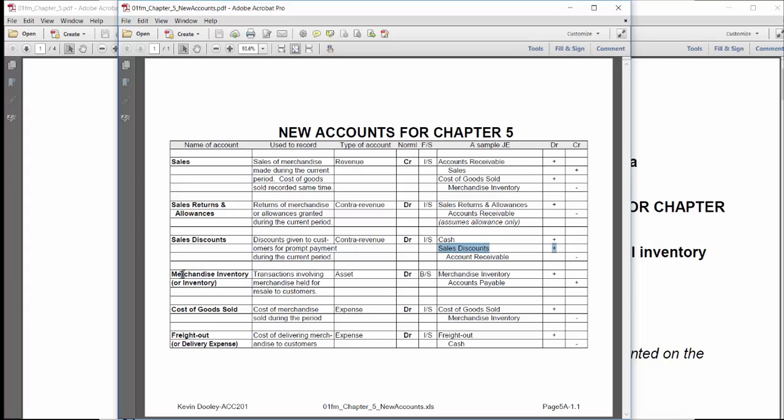Also, the inventory or merchandise inventory account, new account, it's an asset. Debit balance, you'll find that on the balance sheet. And here's an example of us purchasing merchandise on account. Cost of goods sold, another new account. This is like a mega expense account.